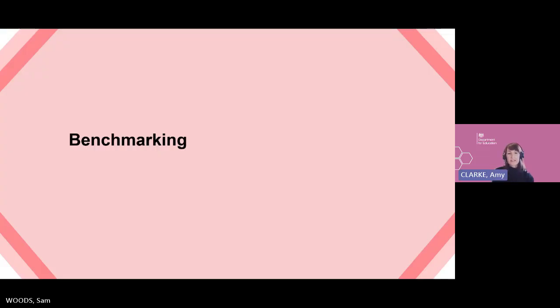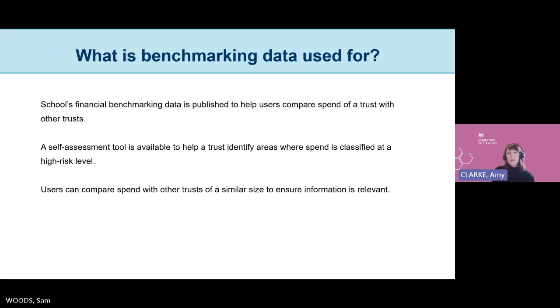And now we'll move on to the benchmarking section. So looking at what benchmarking data is used for. Well, the data provided is used to build the database of information on the spending of Academy Trusts, and this enables trusts to compare their information with other trusts and can be based on general, SEN, performance and workforce characteristics. It helps to inform the financial benchmarking self-assessment tool, and we'll look at this in more detail in the next slide.